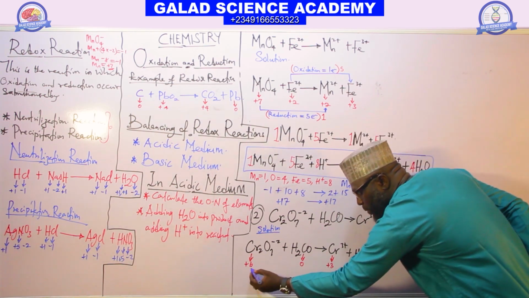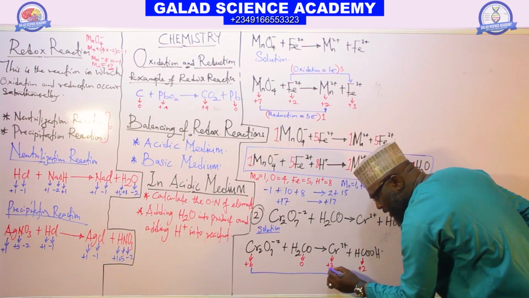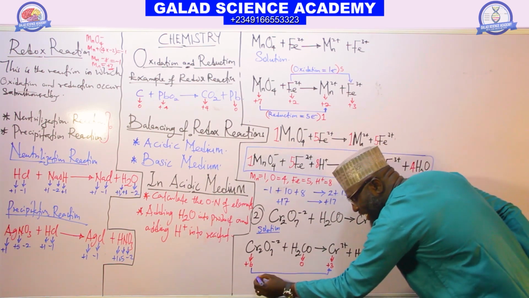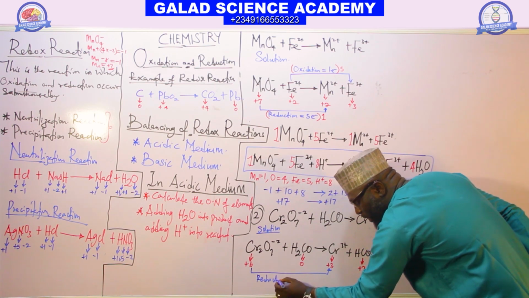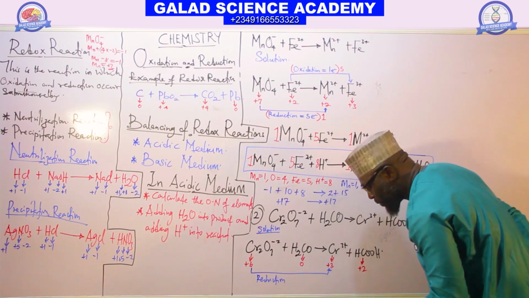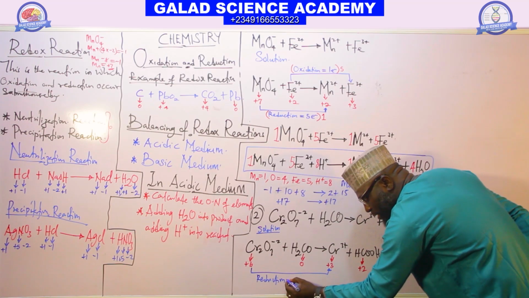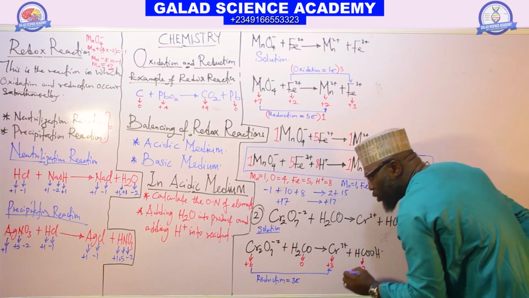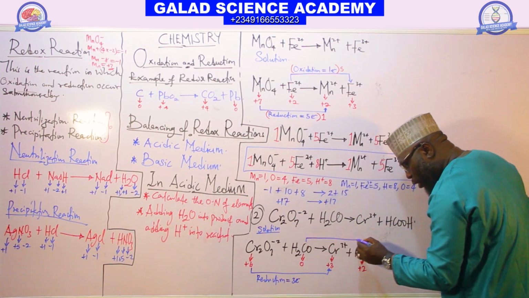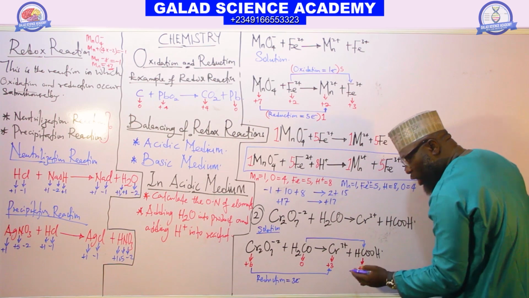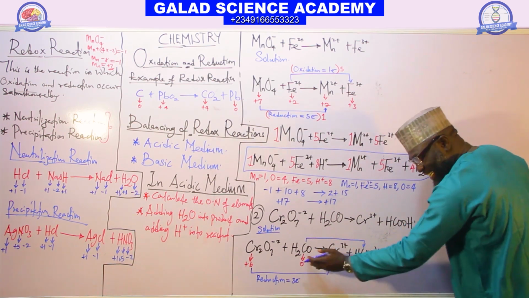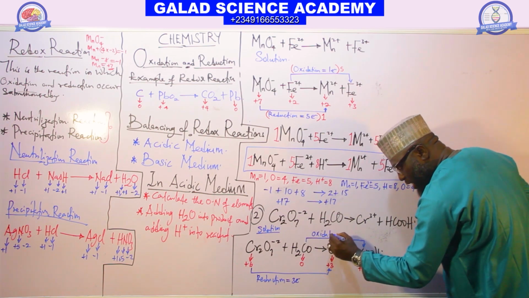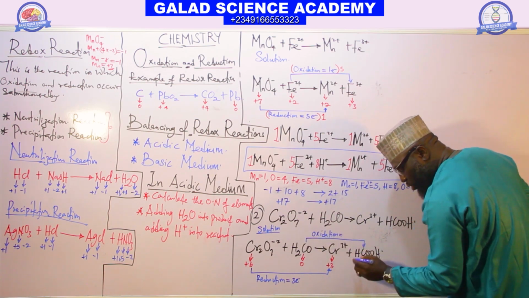Look at the chromium, from plus 6 to 3. Is this an increase or decrease? It is a decrease. It undergoes reduction by how many electrons? By 3 electrons. This carbon now, from 0 to plus 2, is this an increase or decrease? It's an increase. Therefore, it's oxidation, by 2 electrons.